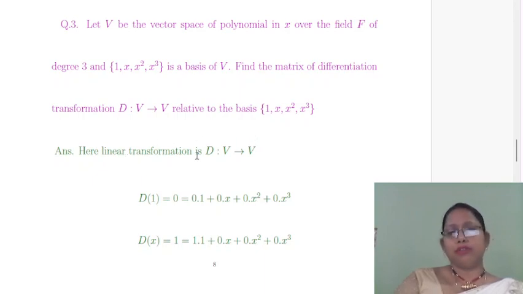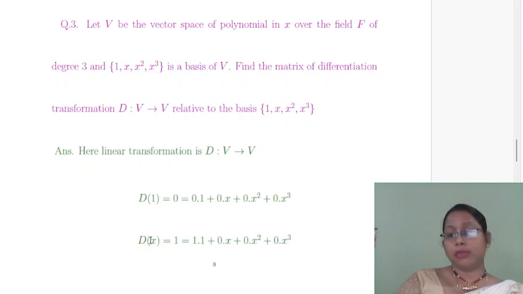Here the linear transformation is the differentiation transformation D from V to V. So find D of 1, that is the first basis element, which is equal to 0, and express this 0 in terms of the basis elements for polynomials of degree 3, that is 0 into 1, 0 into x plus 0 into x square plus 0 into x cube.